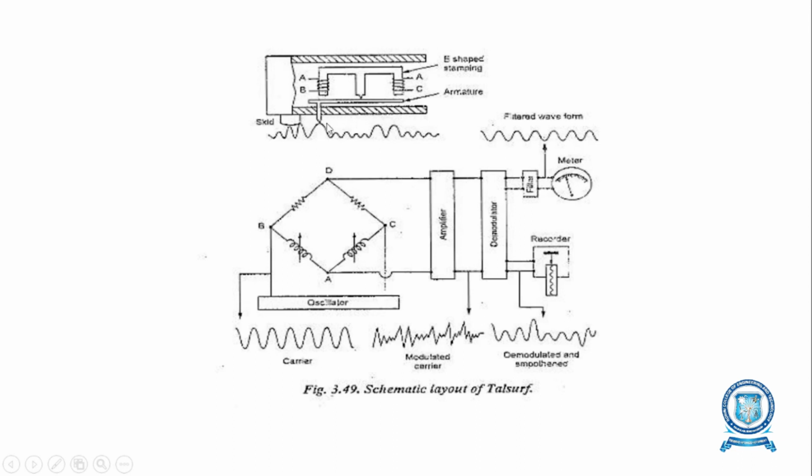Here we are going to see the construction of this Taylor-Hobson tally surface. So there is the outer casing, the skid which is on the left of this casing, and there is a probe which is connected with the armature, and this armature is connected with the E-shaped stamping frame with coils.